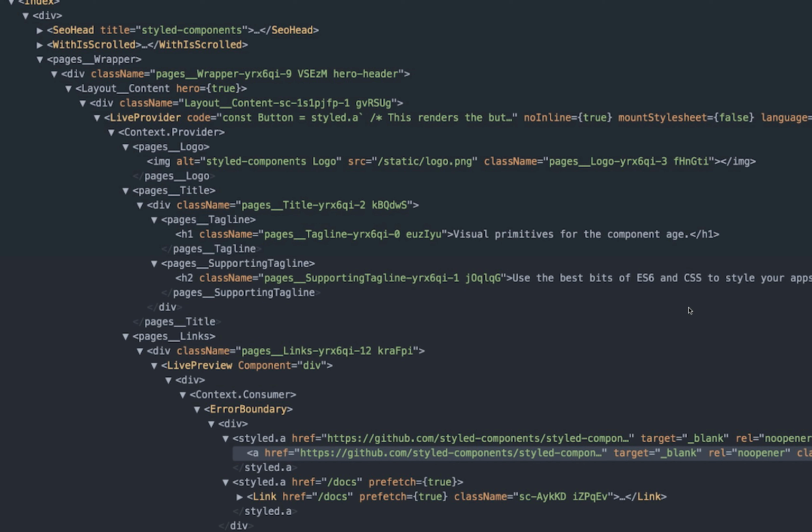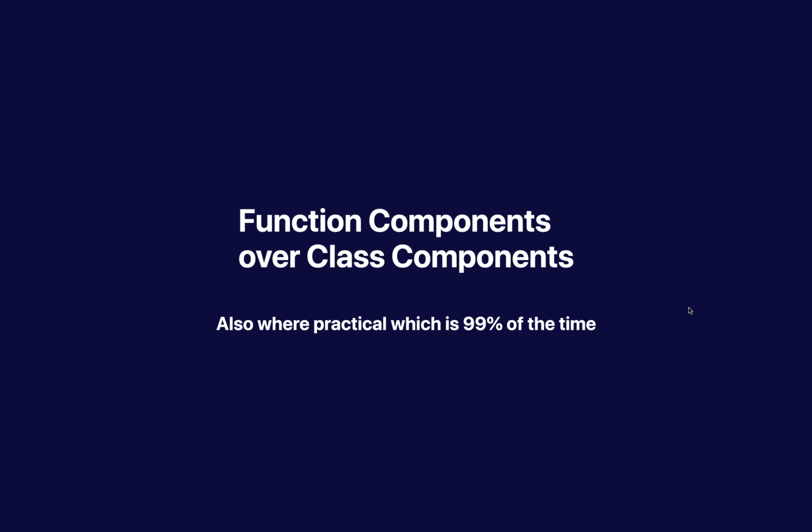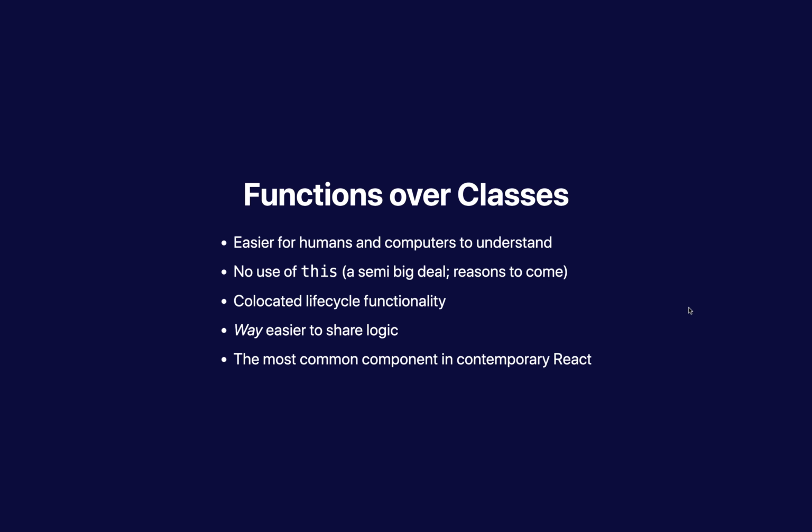Moving along, you should always prefer function components over class components, but also where practical, which is probably 99% of the time, excluding that one instance that I just sort of alluded to there. The justification here is that functions are easier for humans and computers to understand. There's no use of this, which we'll be diving into. You can co-locate life cycle functionality. We'll also be diving into that. It's a lot easier to share logic as well, which we'll also be talking about.